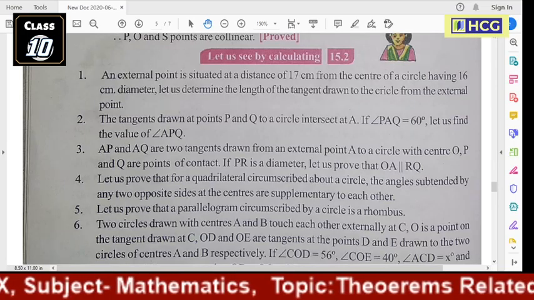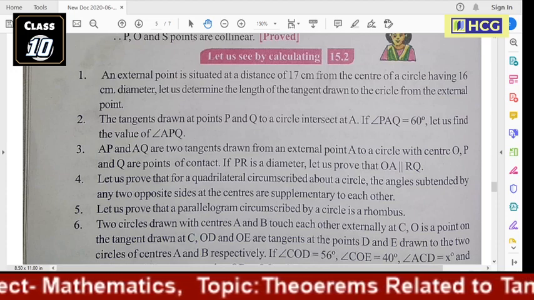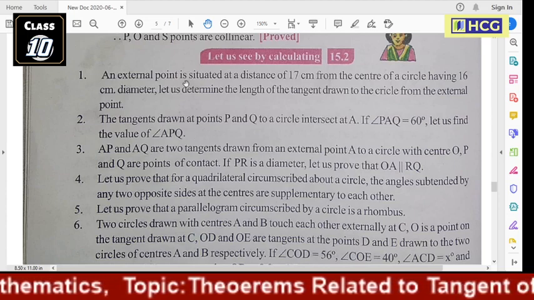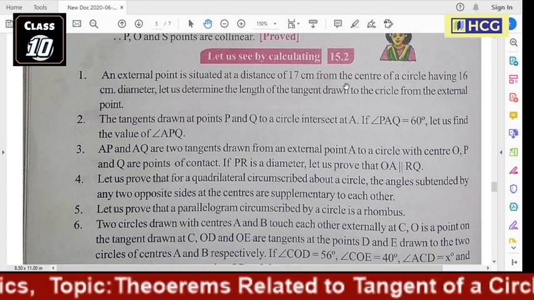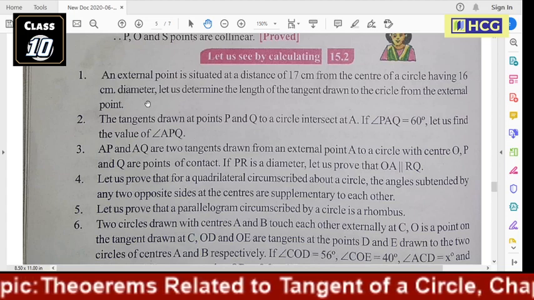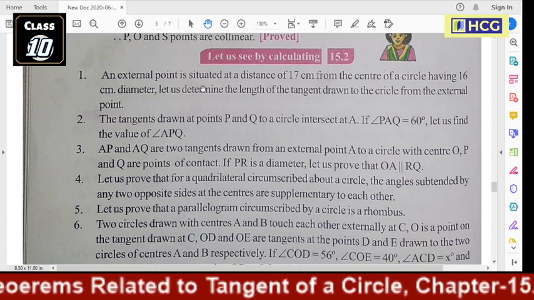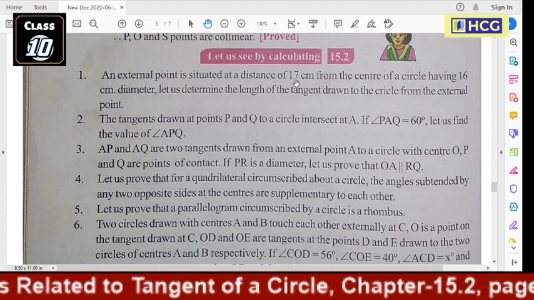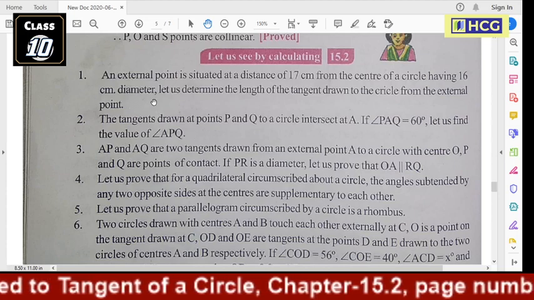Next we go to the exercise of this chapter. Let us see by calculating 15.2. Number 1. An external point is situated at a distance of 17 cm from the center of a circle having 16 cm diameter. The distance of the external point from the center is 17 cm and the diameter is 16 cm, so therefore the radius must be 8 cm.